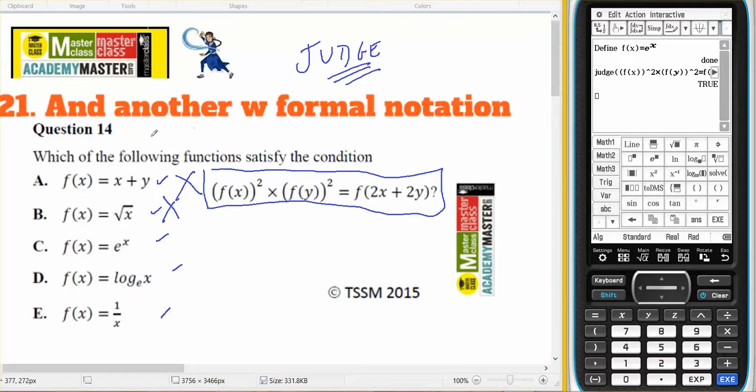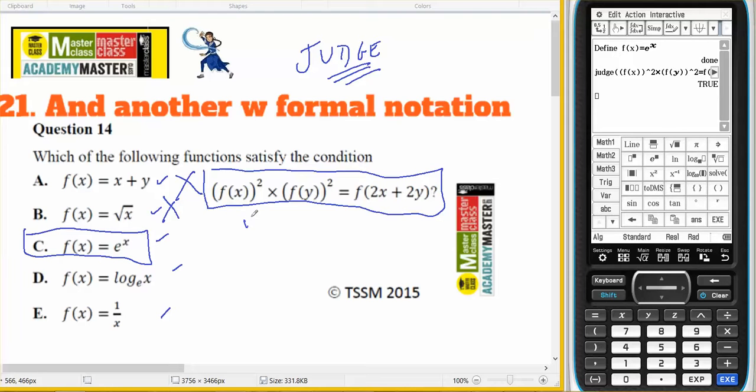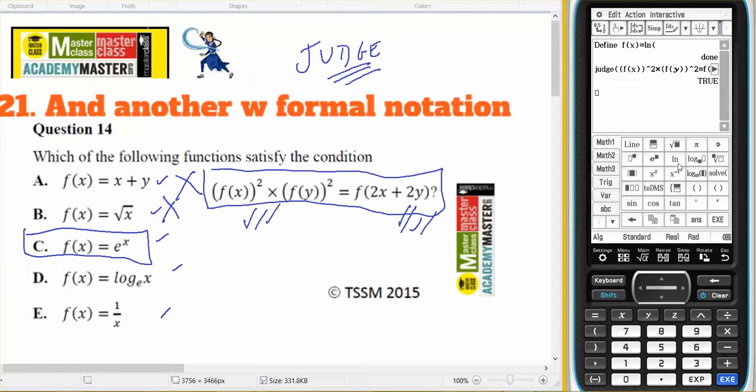That's true. So for e to the x, this will always equal this. And I'll keep on double checking, but I think I got my right answer. Log base e of x is not true. And lastly, 1 on x. That's also undefined. So C is my correct answer in question 21.